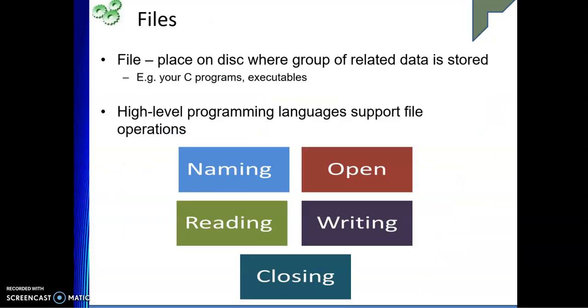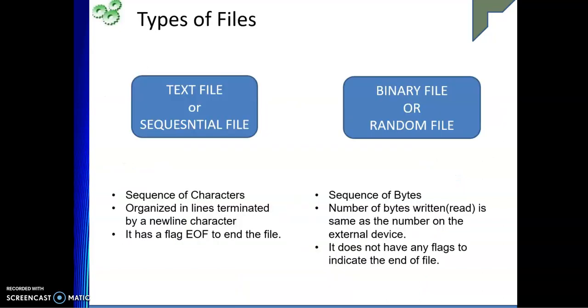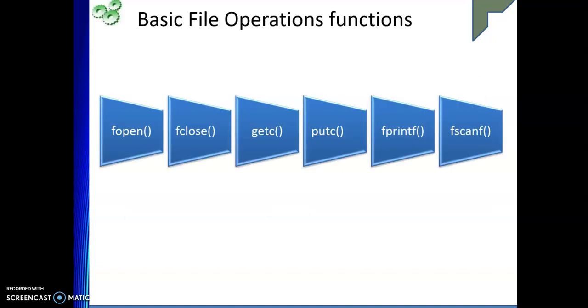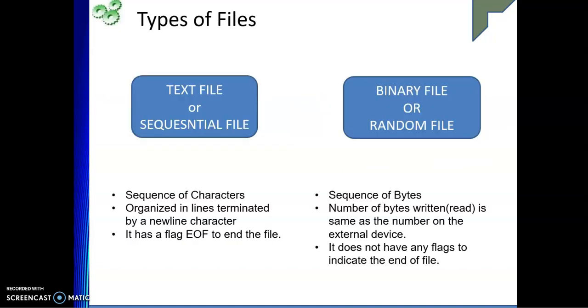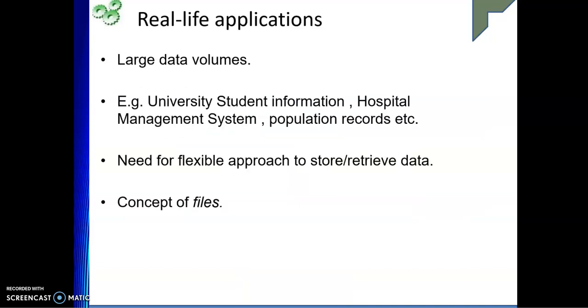We also talked about two types of file: one is a text file, and another is a binary file. A text file is a sequence of characters, and it has a flag which is called end of file. In a binary file it is a sequence of bytes, and here we don't have any kind of flags. We will see more examples of both binary files and text files.